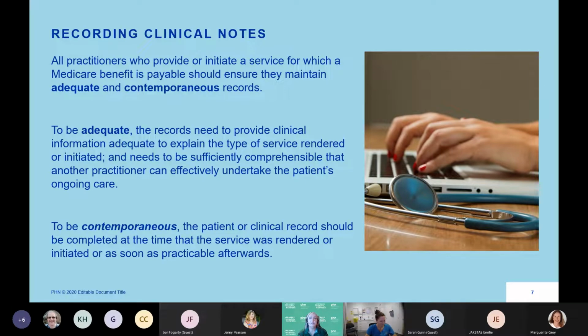So recording clinical notes. Oh, sorry, did I? Oh no, I was just checking I didn't skip a slide there.